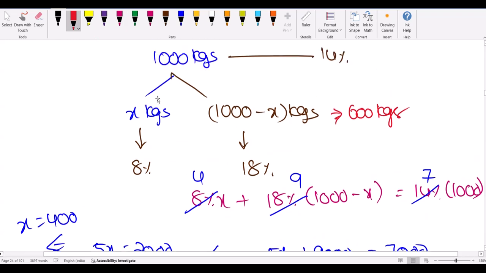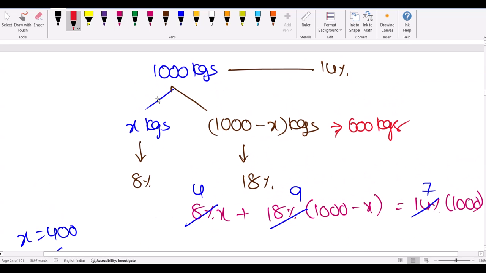This is the basic profit and loss concept. First part 8%, second part 18%, combined is 1000 kgs, with combined 14% profit. Get the X value and then find the 18% profit quantity.